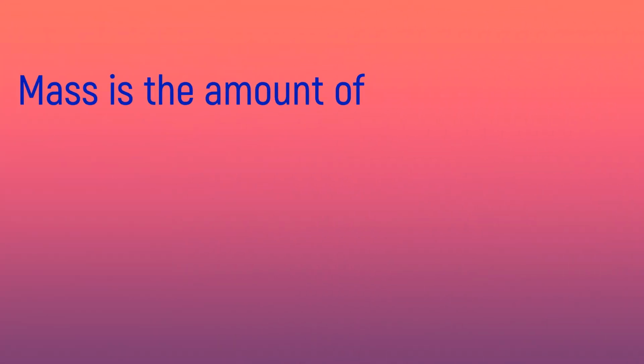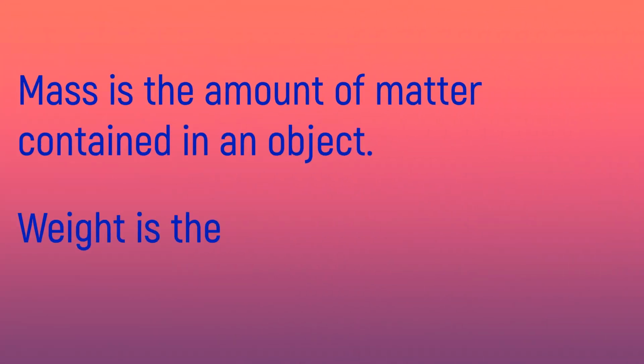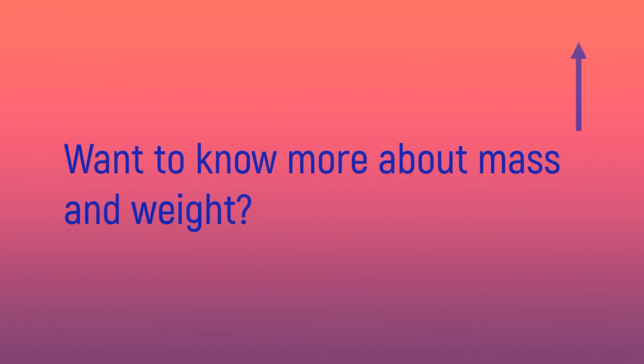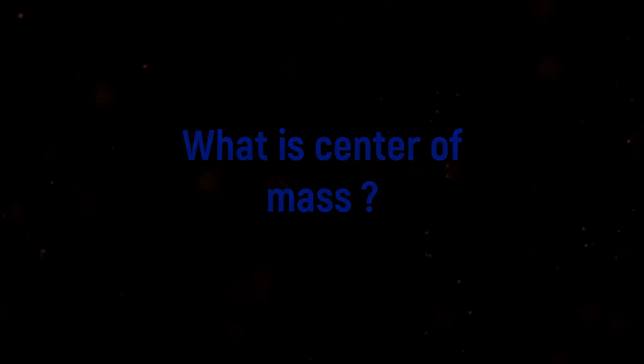Mass is the amount of matter contained in an object, while weight is the measure of the gravitational pull on an object. If you want to know more about mass and weight, you can check out my previous video. Now, let's move on to center of mass.